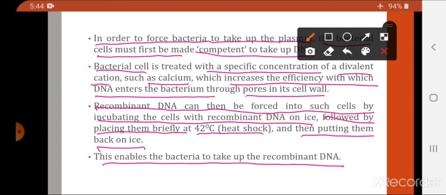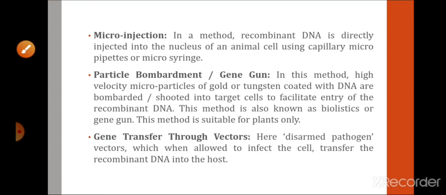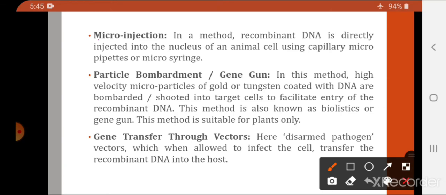After that, what will happen? We need to incubate the bacterial cell with the recombinant DNA on ice, followed by the heat shock treatment at 42 degrees Celsius, and again putting back on the ice. And in this way, the bacteria will take up the recombinant DNA. Now the other methods are, next method is microinjection. So what happens in microinjection?